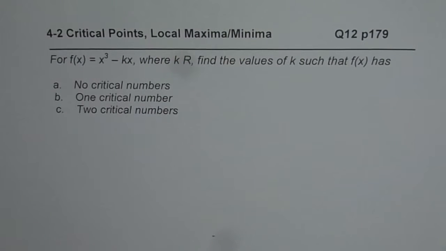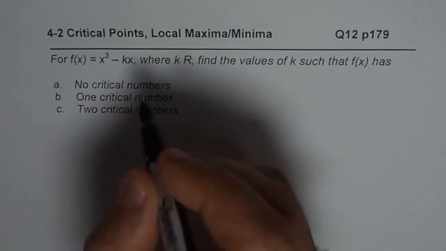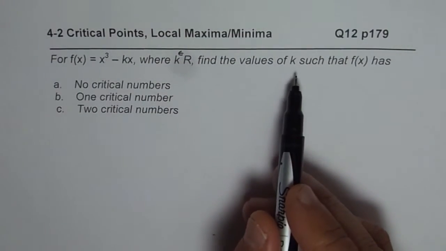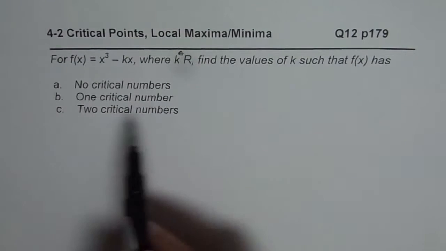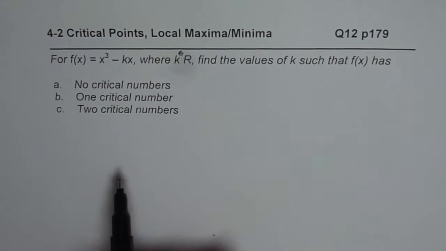I'm Anil Kumar, and here is the solution of question number 12, page 179 from Nelson's chapter 4.2, where we are working with critical points. The question here is, for f of x equals x cubed minus kx, where k belongs to the set of real numbers, find the value of k such that f of x has no critical numbers, one critical number, or two critical numbers.